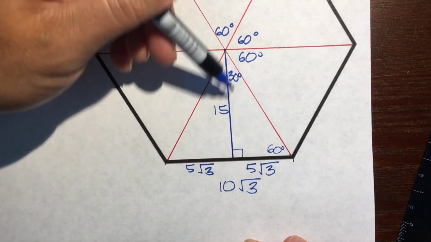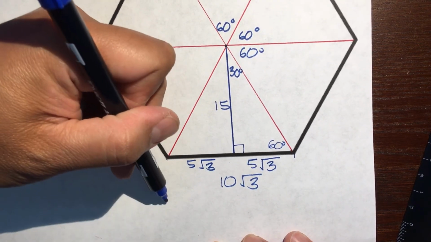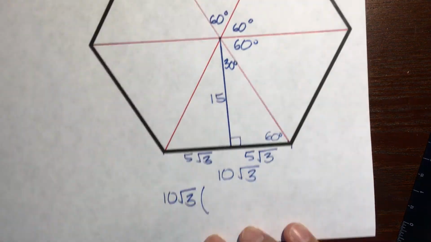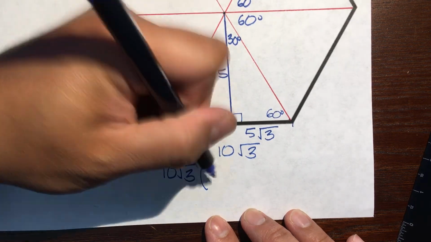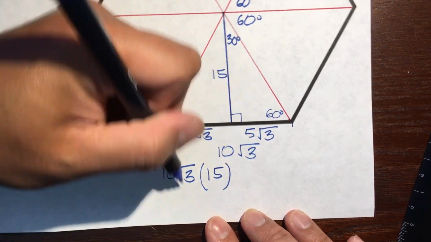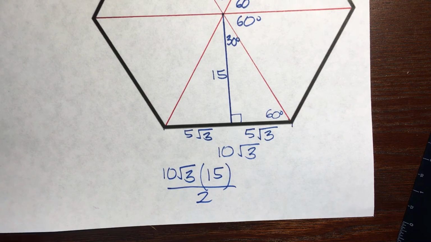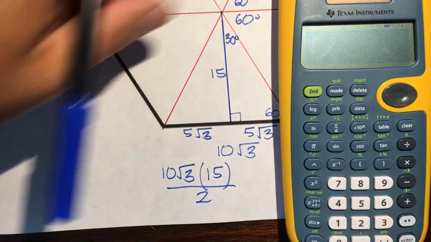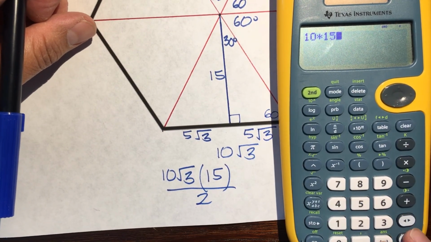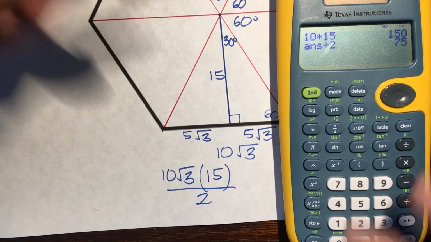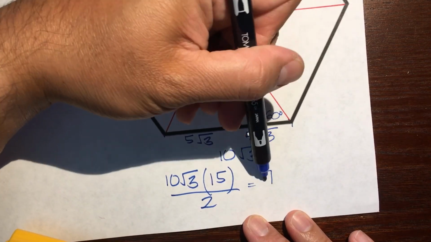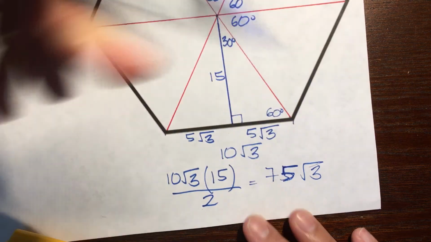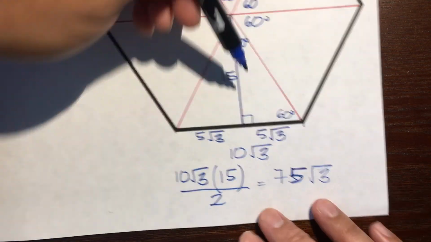Now we have everything to find the area of this one triangle. It's 10 square root of 3, which is the base, times 15, which is the height, or the apothem, divided by 2. We're going to grab our calculators. So 10 times 15 divided by 2, which is 75 square root of 3. So that's the area of one of these triangles.